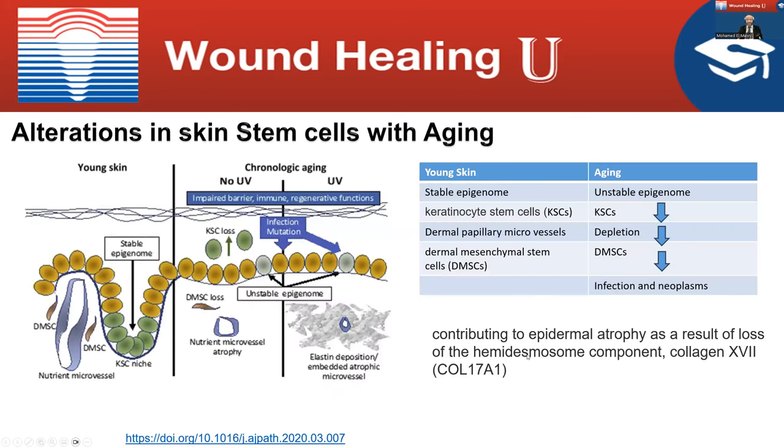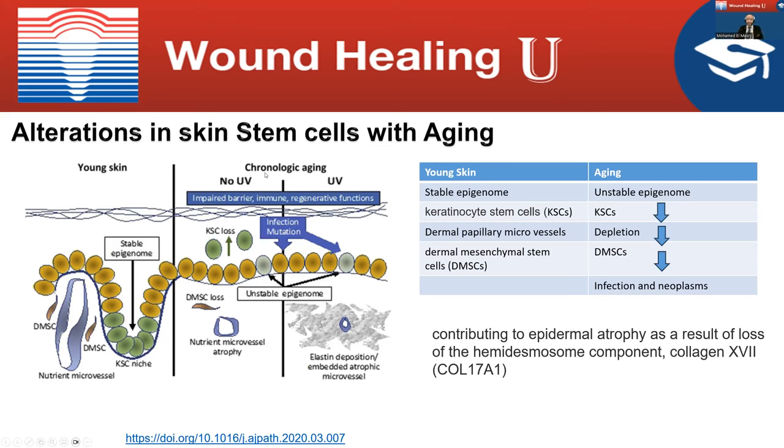Also, there is a very important aspect, where nowadays we have the stem cell contribution to the quality and the regenerative capacity of the skin. With the younger skin, mostly there is a stable epigenome with abundance of keratinocyte stem cells and dermal mesenchymal stem cells associated with the dermal papillary microvessels, as you can see here, which will nourish the skin. If there are injuries or any blunt trauma or any shearing forces, the skin would be rapidly renewing and restoring its regenerative capacity, which will be decreasing over time.